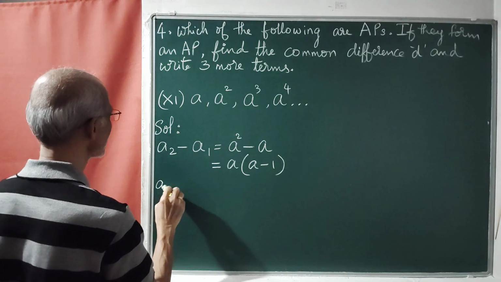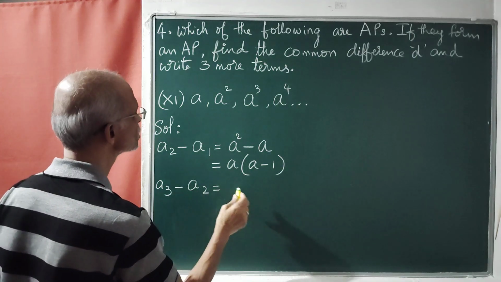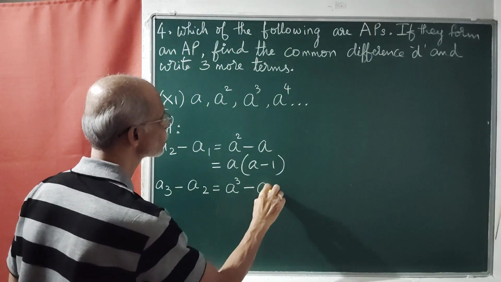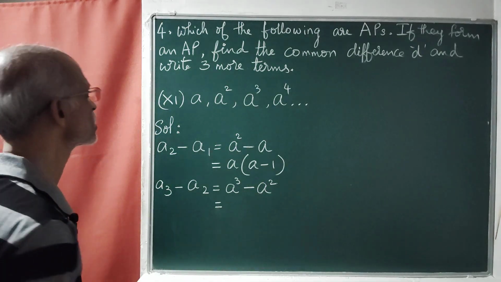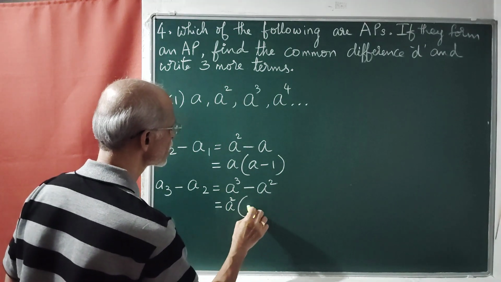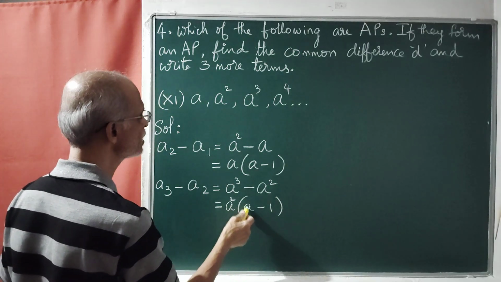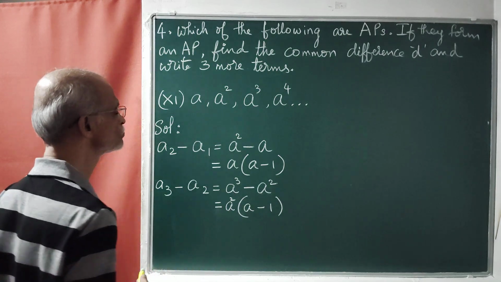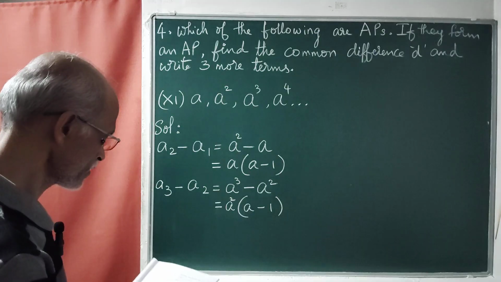Next, A3 minus A2. A3 is A cube minus A square. So now among these two terms, A square is common. I'll take A square outside. A square into A minus 1. So now there is no common difference.